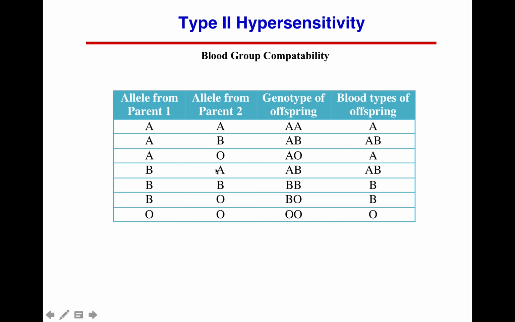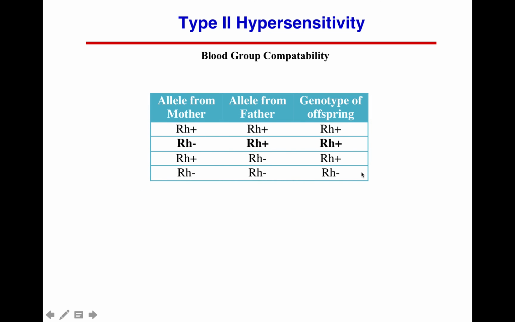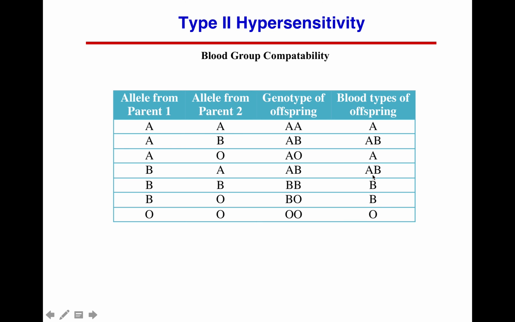One parent B, one parent A, you would have AB blood again, so you would be AB. So there's a second AB. Both parents B, you're B blood, just B. If one parent is B and one parent is O blood, you're still B. And if both parents are O, then you are O.